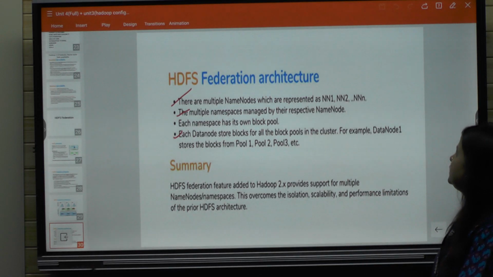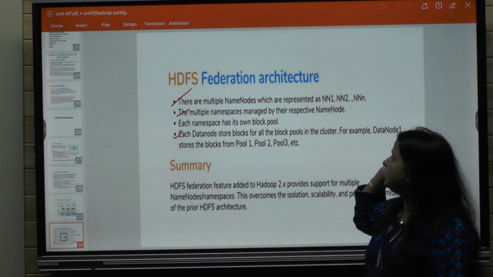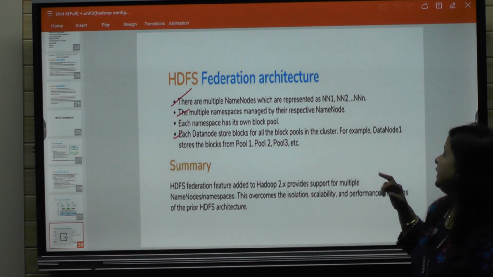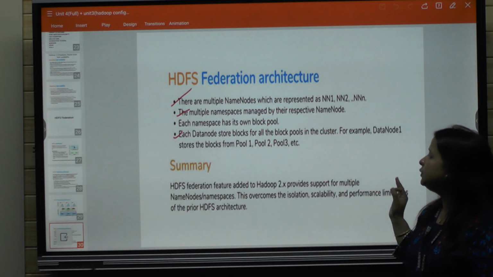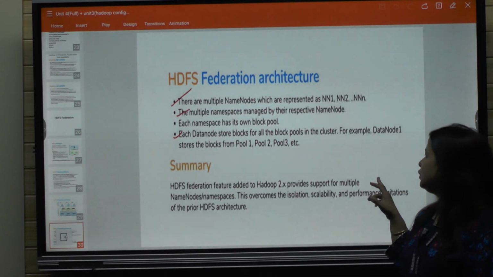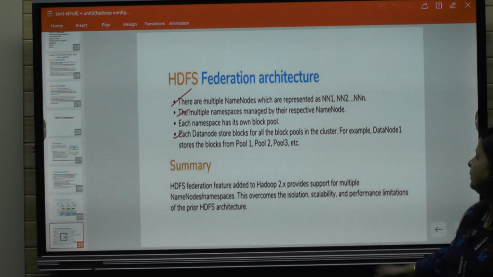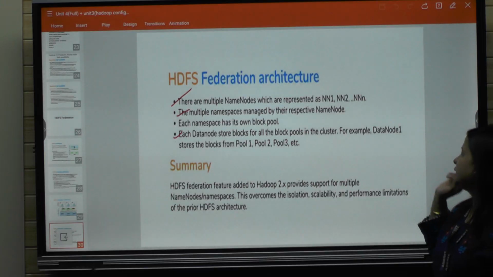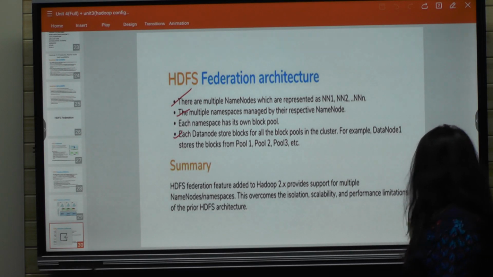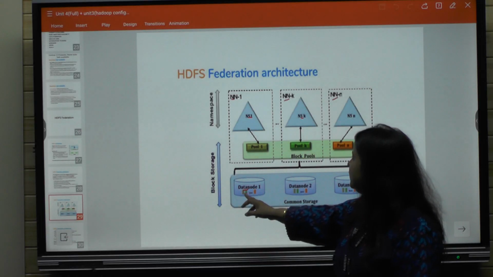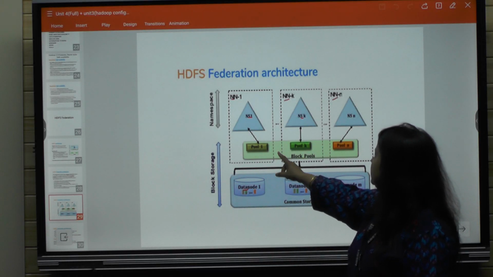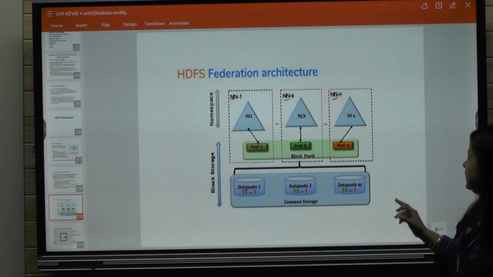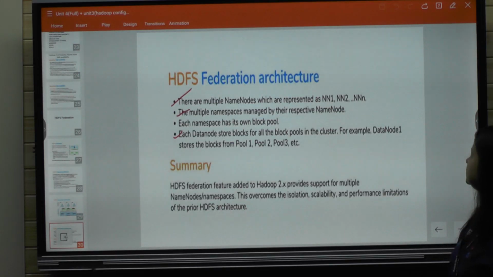So these are the key points or features of HDFS federation. There are multiple name nodes, which are represented as NN1, NN2, NNn. There are multiple namespaces, managed by their respective name nodes. Each namespace has its own block pools. Each data node stores blocks from all the block pools in the cluster. For example, data node 1 stores blocks from pool 1, pool 2, pool 3, pool n. Means there is a common storage of data node block pools. All of block pool 1, block pool 2, block pool n will be stored in data node 1, and all the pools are sharing the data nodes.